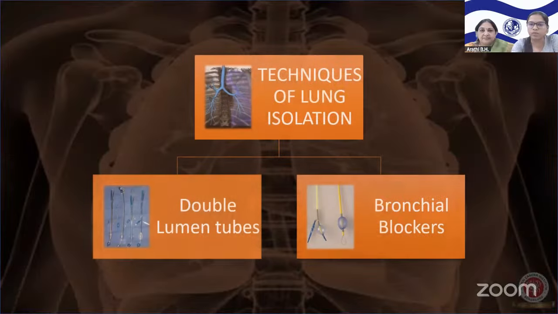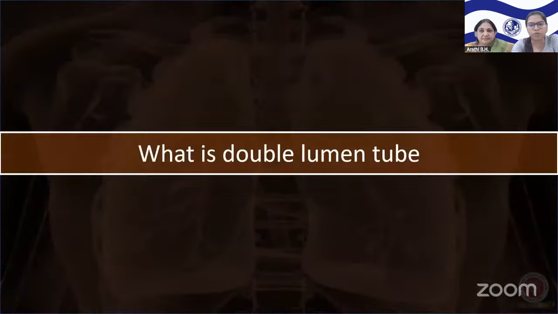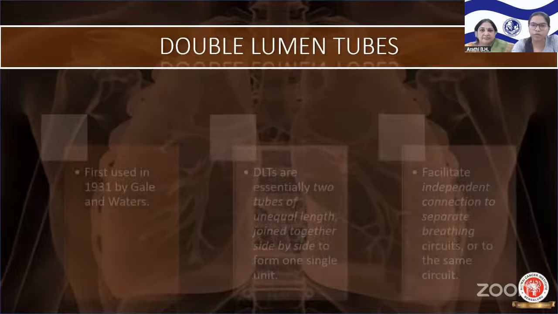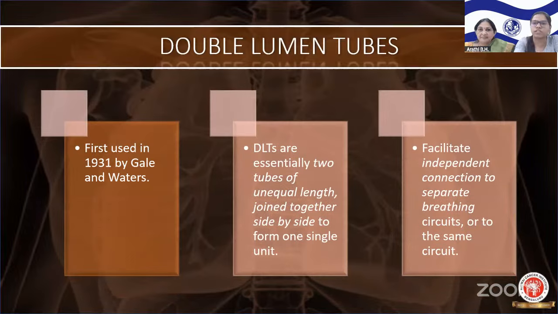There are two techniques. One is by using a double lumen tube. The other is the bronchial blocker. So what is a double lumen tube? The double lumen tube was first introduced in 1931 by Gales and Waters, and it is essentially two tubes joined together side by side, functioning as a single tube, and it facilitates independent connection to a separate breathing system or to the same circuit.